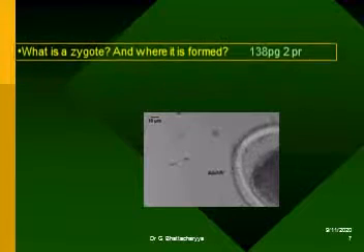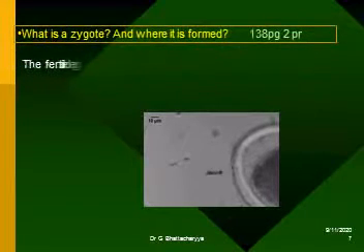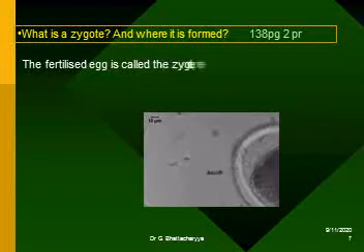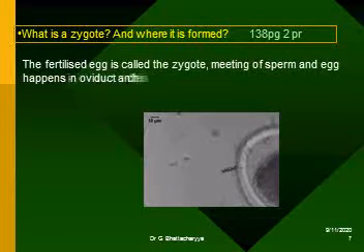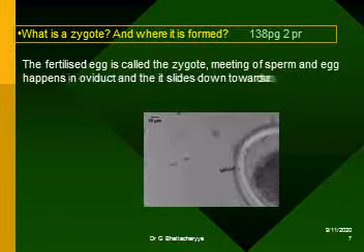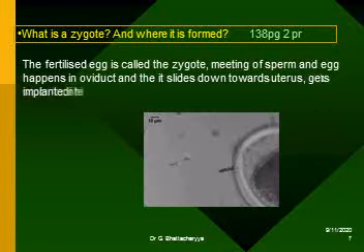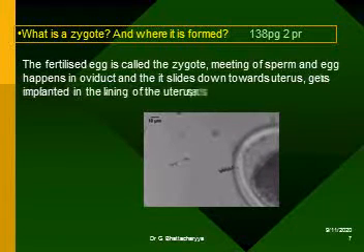What is a zygote and where is it formed? The fertilized egg is called the zygote. Meeting of sperm and egg happens in the oviduct, and it slides down towards the uterus, gets implanted in the lining of the uterus, and starts dividing.